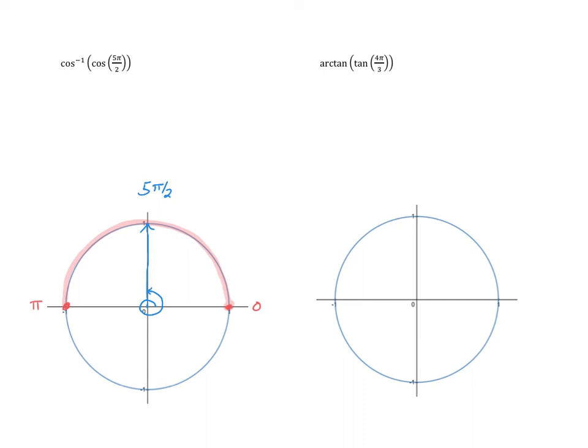This is also the same location as pi over 2. Now, 5 pi over 2 and pi over 2 take you to the same spot on the unit circle. The difference is that pi over 2 is between 0 and pi. What does this all mean? This means that cosine inverse of cosine of 5 pi over 2 is equal to cosine inverse of cosine of pi over 2.